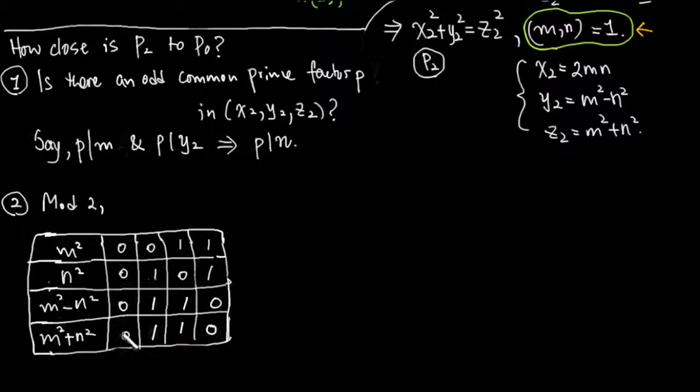I squared them, so I wrote down the squared version so that you can easily see m squared minus n squared and m squared plus n squared in here. Of course, we're looking at the version where m and n are relatively prime, so we're not going to consider that row where both m and n are even numbers. So we'll eliminate that.